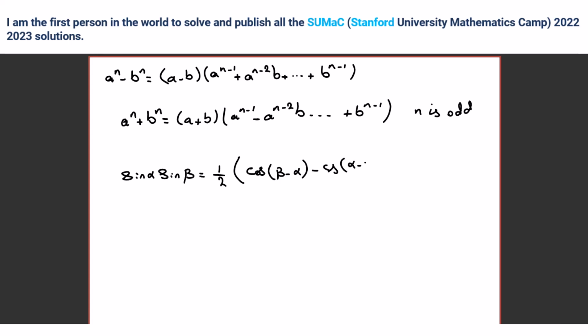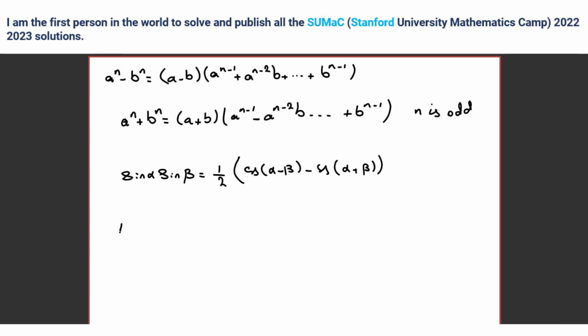Wait, I think it's something else. It's cos a minus b, then minus cos a plus b. Yes, good job. Here it is not important to say a minus b or b minus a, because it is cos. For cos it is not important.